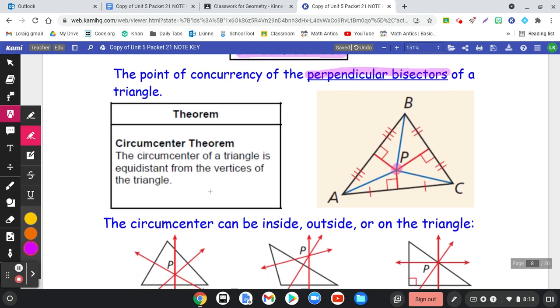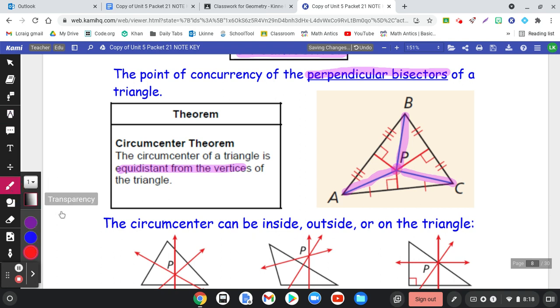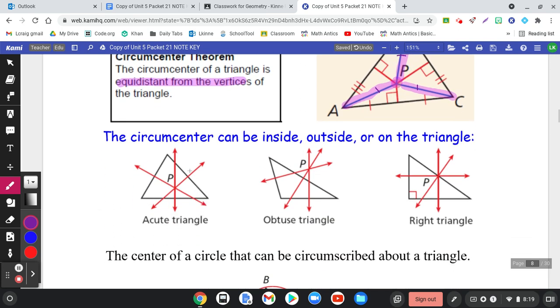So it cuts the sides in half, but what it also does is it's equidistant from the vertices of the triangle. So that means equal distance to each of your vertices or your points. So what that means is A to P, B to P, and C to P are all the same size. All right, so it cuts the sides in half and it's the same distance to each angle.